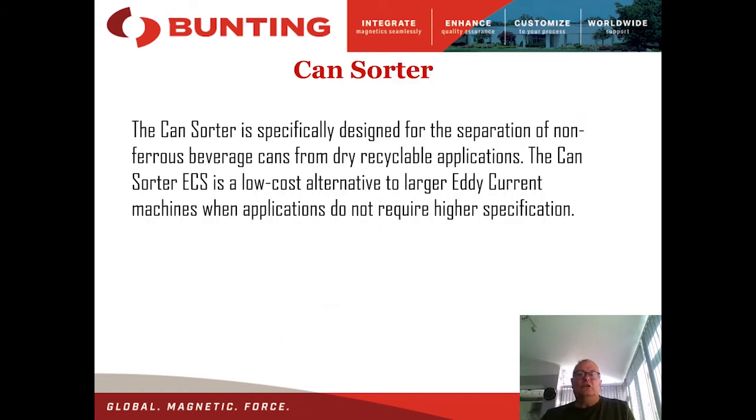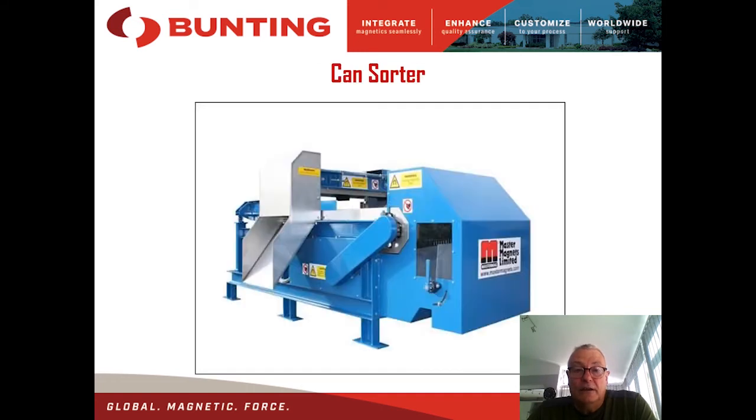The can sorter is the basic design which is used for non-ferrous beverage cans from dry recyclable household materials. It's a low cost option because it's a simple application. And this is an example of a can sorter. And here we have an example of an overband magnet, which will just remove any ferrous material before it goes onto the separating zone here.